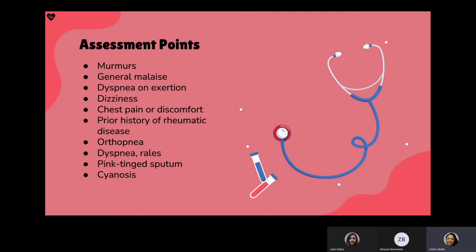Other assessment points include asking the patient whether they have a prior history of rheumatic disease, as this puts them at a higher risk for developing valvular disease since they have already dealt with a damaged valve before and have a potential of it happening again. Frothy sputum can develop in the patient from lung congestion due to the backflow of blood. Orthopnea may be experienced by the patient, which is caused by blood moving to the chest area while lying down.